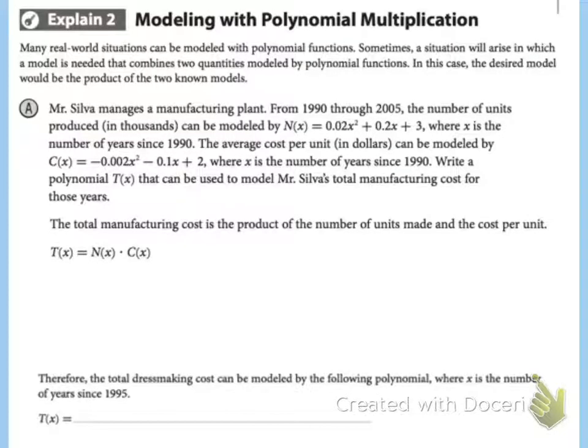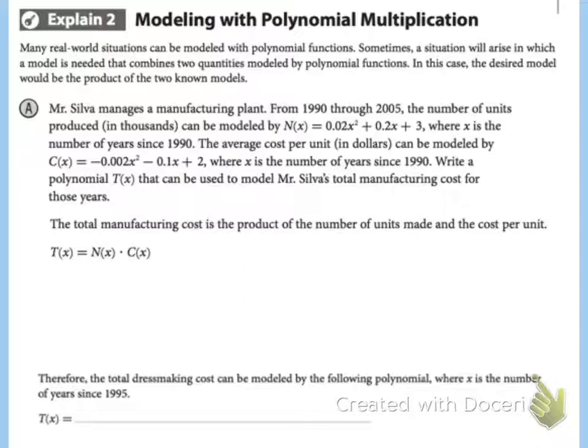So let's continue on. In the next section, we're going to look at modeling with polynomial multiplication. So many real-world situations can be modeled with polynomial functions. Sometimes a situation will arise in which a model is needed that combines two quantities modeled by polynomial functions. In this case, the desired model would be the product of the two known models.